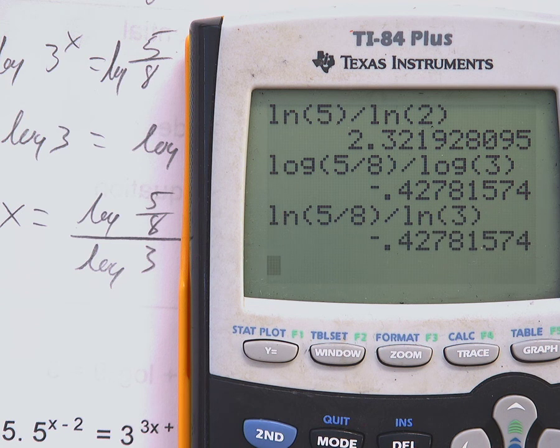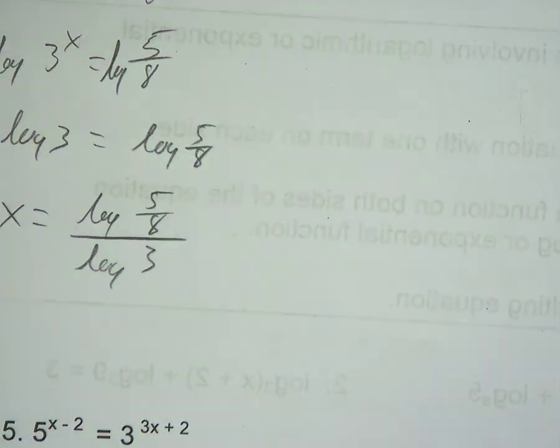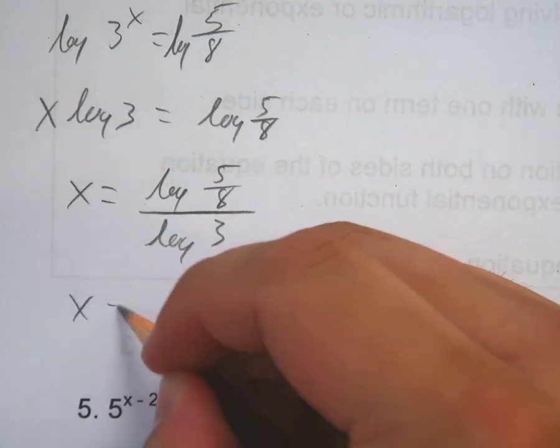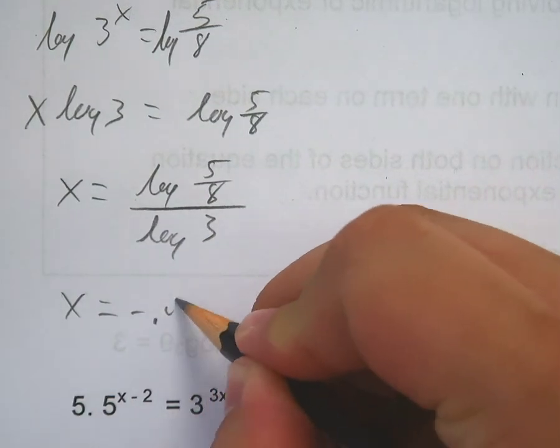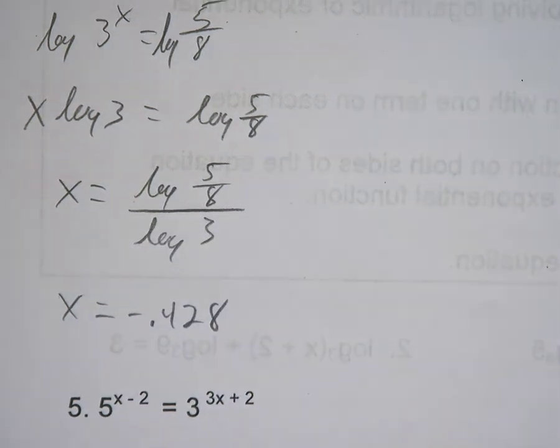Negative 0.428 if we round up. So x equals negative 0.428. Pretty simple, right? So really the only thing they can do is make it more complicated. And I don't really see the problem with that.